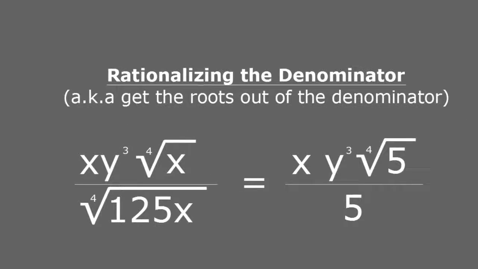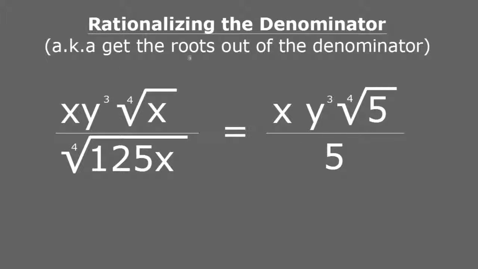Let's see what we had at the beginning. We started with x multiplied by y cubed, multiplied also by the fourth root of x, and all of that divided by the fourth root of 125x. We end up also with x and with y cubed, but now we have the fourth root of 5 in the numerator, and all of that divided by 5 in the denominator. And that is the end of the rationalizing of this expression and then the simplification.